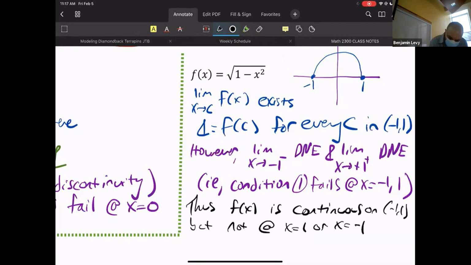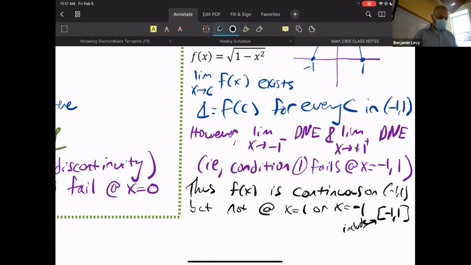So just to be very clear, I'm hoping people from my pre-calc class remember this, but when you put a parenthesis around a number, it means you don't include it in that interval. I'm just trying to be very clear about that here. Right? Yeah, thank you. So a bracket, including it would be like a bracket. That would be include. But when you put a parenthesis on there, it means you don't include it.